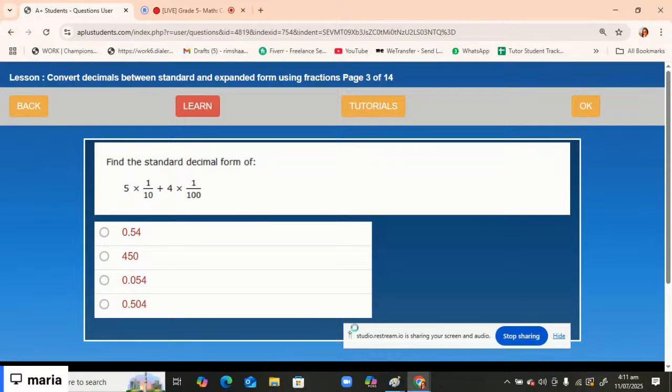Now 5 into 1 by 10, 4 into 1 by 100. Same, 5 by 10, this is 0.5, and here is 0.04. Just add up that way. So the answer is, we are going to add up.